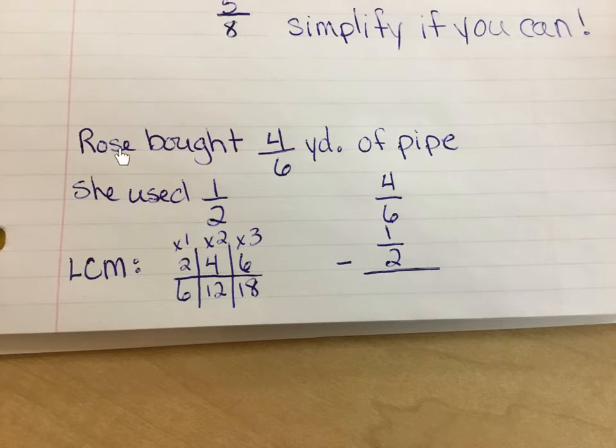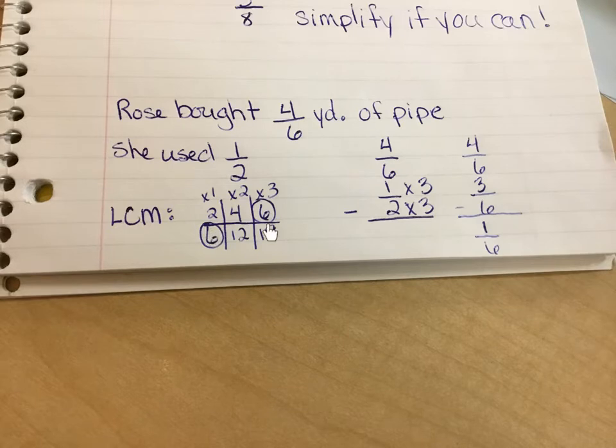So in this problem, Rose bought 4/6 of a yard of pipe. She used half of it in a project she was making. So we start with 4/6. We take away 1/2, and I stacked it up on top of each other again. My first thing is to check the denominator. 6 and a 2. Oh, I gotta make a chart. When I make my LCM chart, I see that 2 times 3 is 6, so I'm gonna use 6 as my denominator.